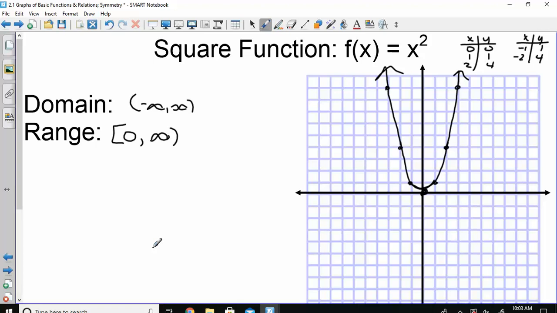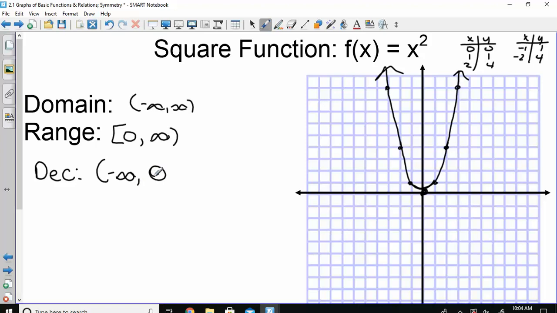Okay, if I'm talking about going from left to right, what does my graph start off doing? Decreasing. If we give the x values, it's coming from negative infinity. Where does this graph stop decreasing? At 0.